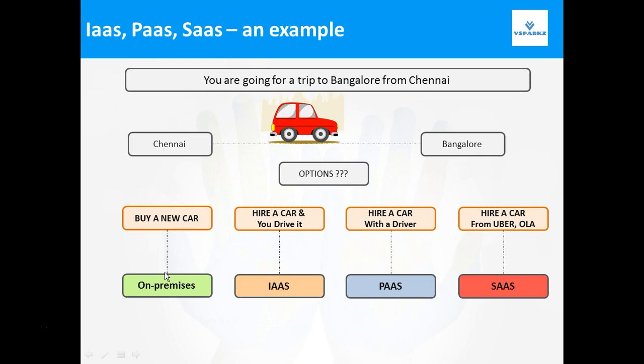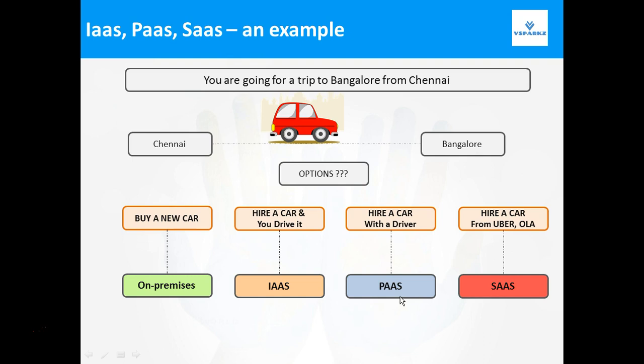Right. So the second option is that you will hire a car and you drive it. This is similar to your IaaS model where you will hire an infrastructure for rent and you run your operating systems and the applications on top of it. The third option is you will hire a car and hire a driver for the journey. Fuel, parking, tolls, and all you will be taking care. Similarly, in the PaaS model, you will hire everything from somebody except the software or the application code. You will customize your own software.